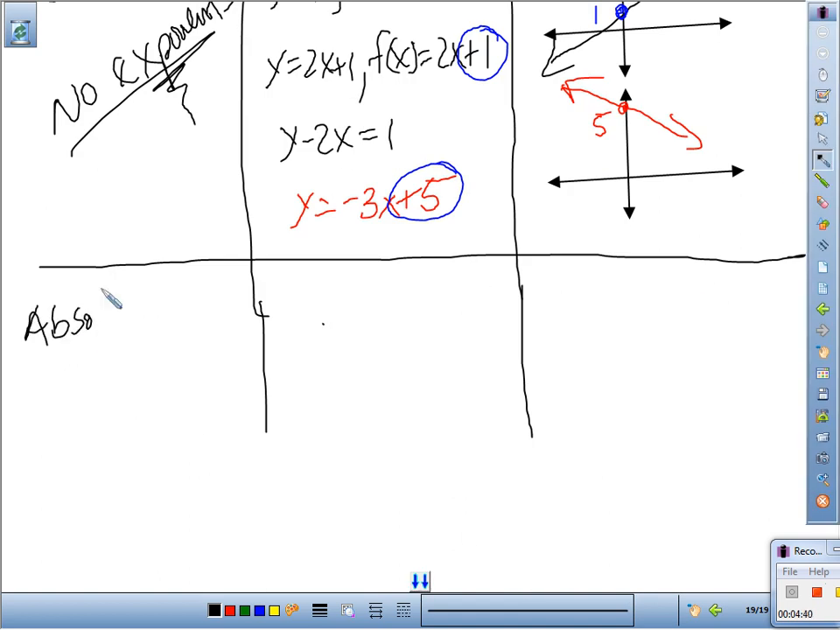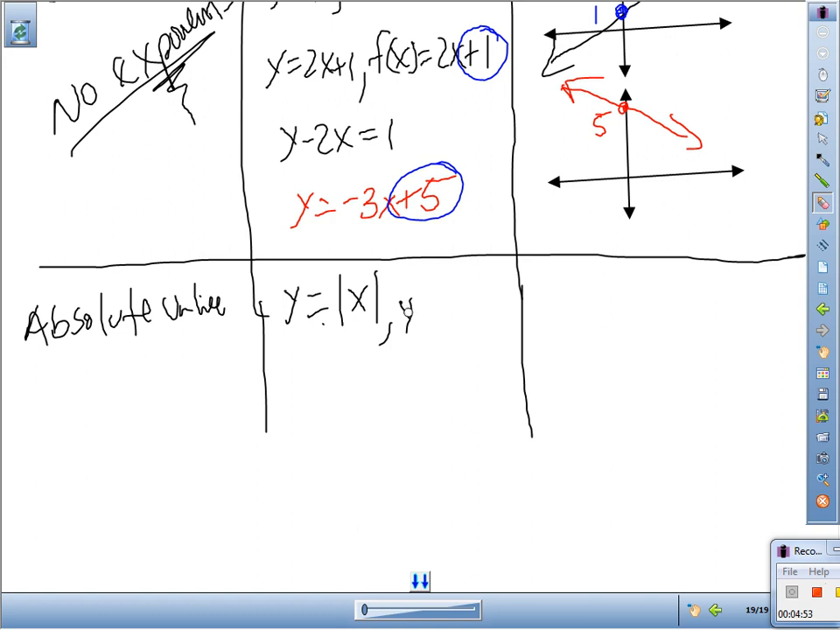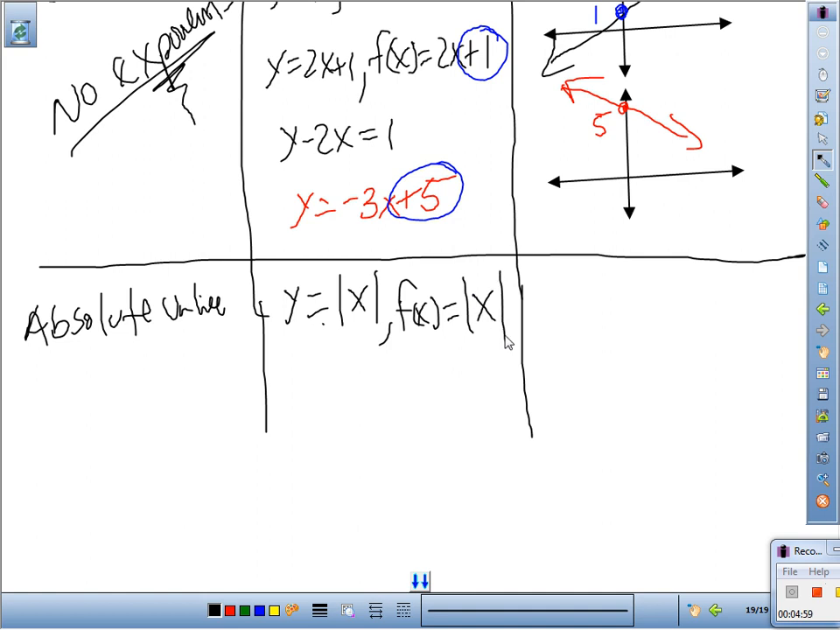All right. Next one, absolute value. y equals absolute value of x. What's another way of writing that? f of x equals absolute value of x. What does that graph look like? It looks like a V.